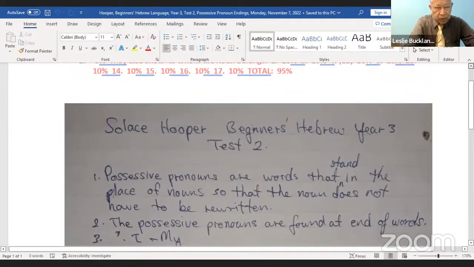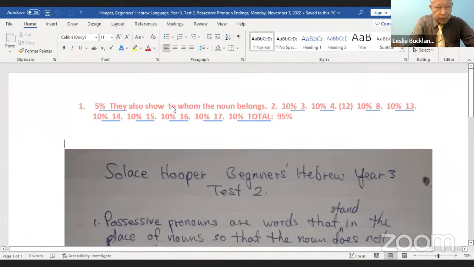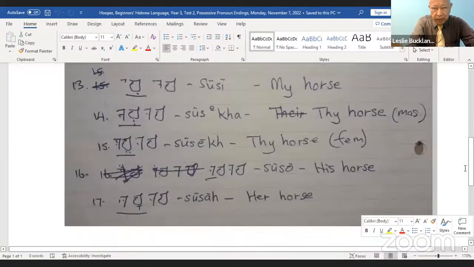Okay, let me see if I made any addition. I gave her 5%, which is half of the total amount of points, because she should also have written in her own words, not necessarily the same words I have. They also show to whom the noun belongs. That's the idea of possessive. Possessive means ownership or belonging. So that is a part of the definition that was missing.